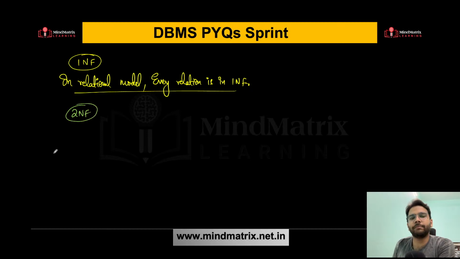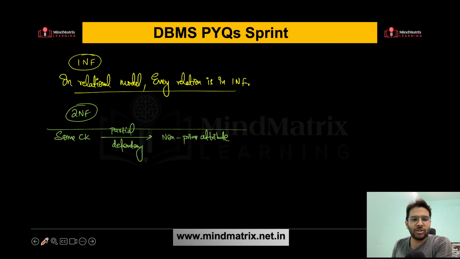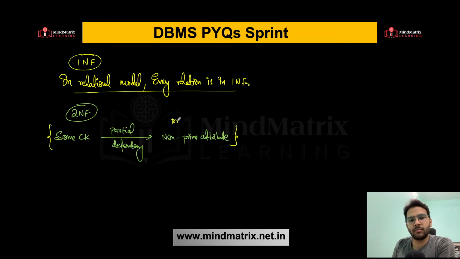What about 2NF? For 2NF, if you have something like this, some candidate key, if this kind of partial dependency, not every partial dependency, if this kind of partial dependency is there, then you can say the relation is not in 2NF. The relation is not in 2NF. This is the problem, right? If this kind of partial dependency you find in any relation, you can clearly say it is not in 2NF. Why? This is a partial dependency.